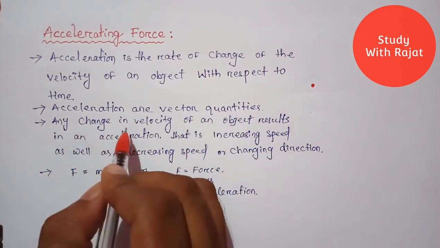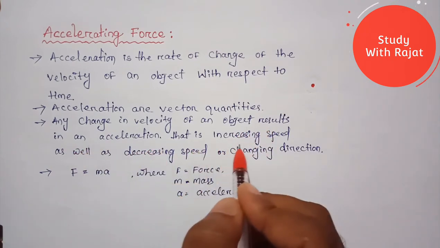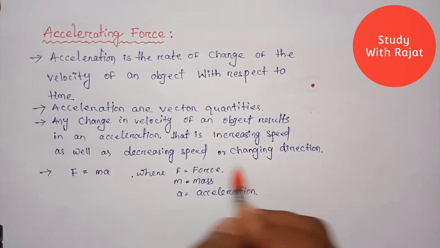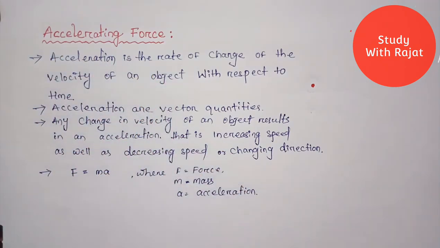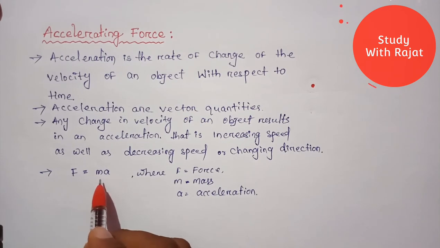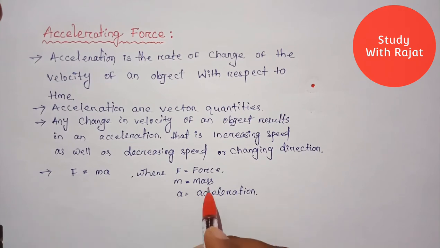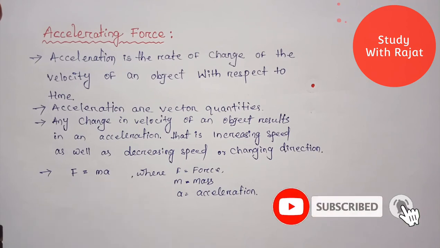Any change in the velocity of an object results in an acceleration, that is increasing speed as well as decreasing speed or changing the direction. So if these conditions are satisfied, then we can say this is the accelerating force. Here in Newton's second law, we have the formula F equal to ma, which follows the accelerating force. Here F is the force, m is the mass of the body, a is the acceleration. So you should remember this formula F equal to ma, which is very essential for us.